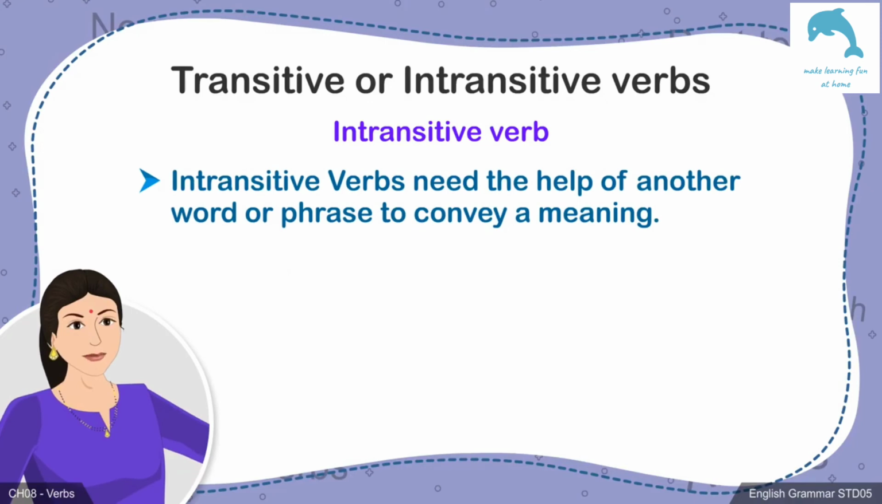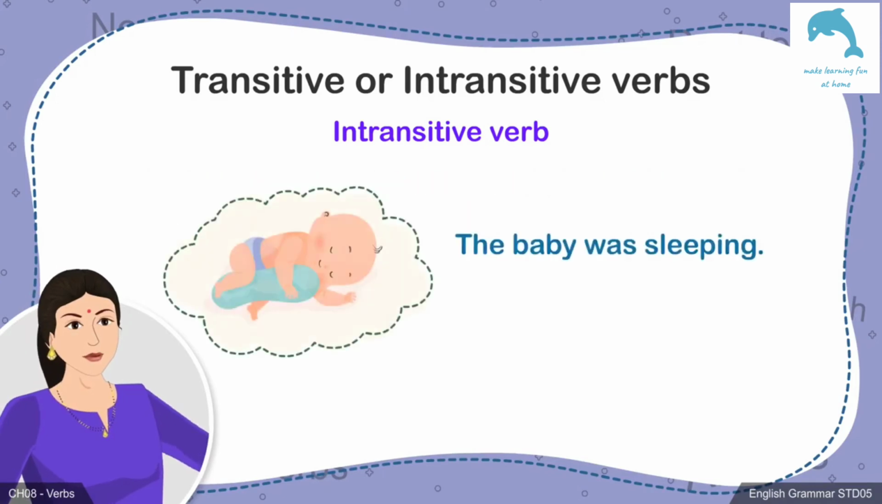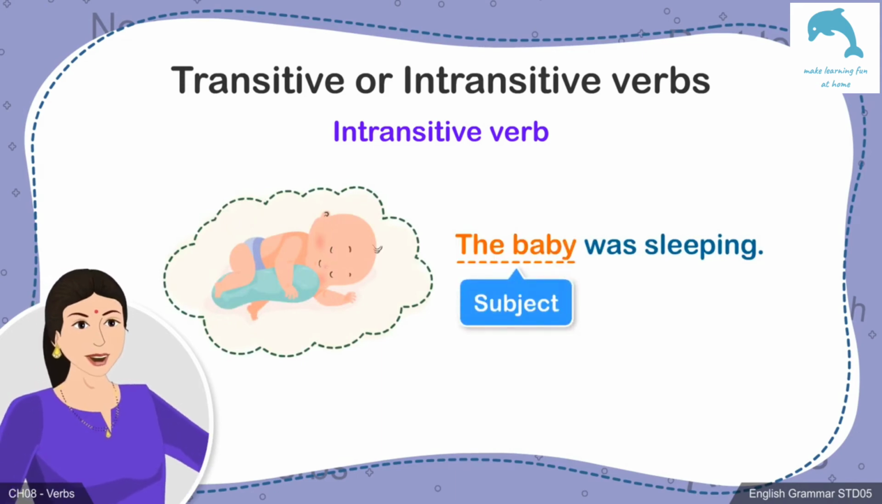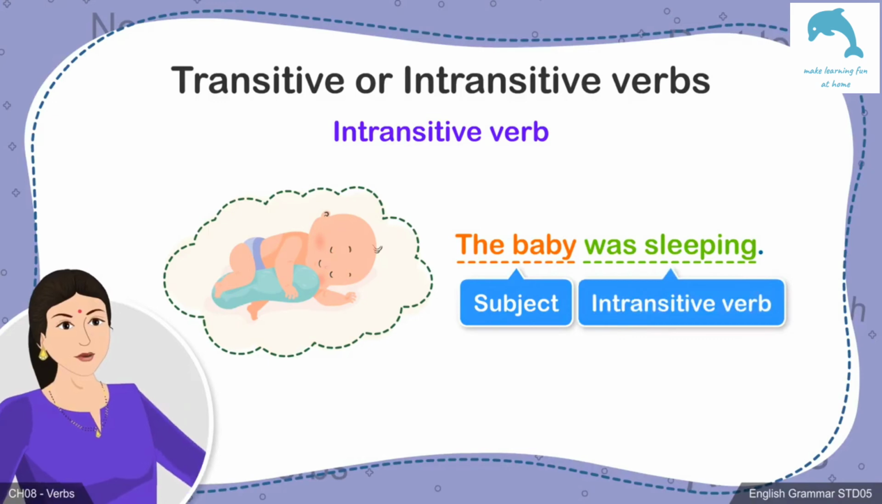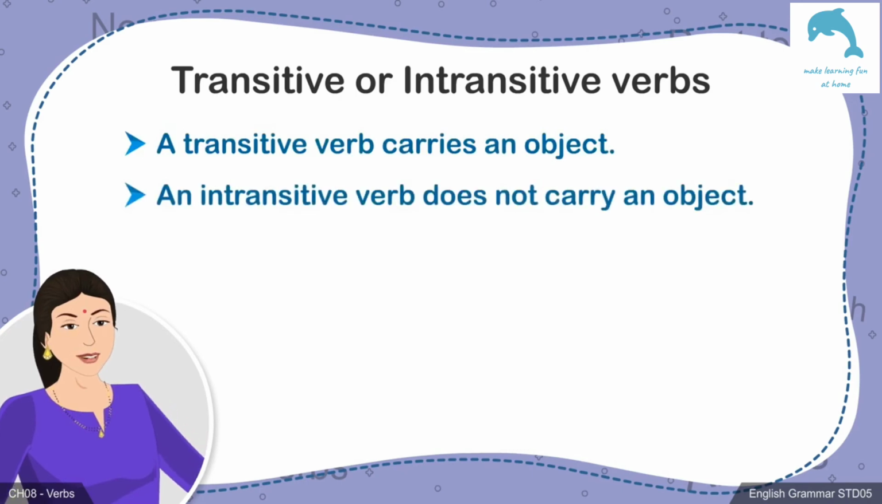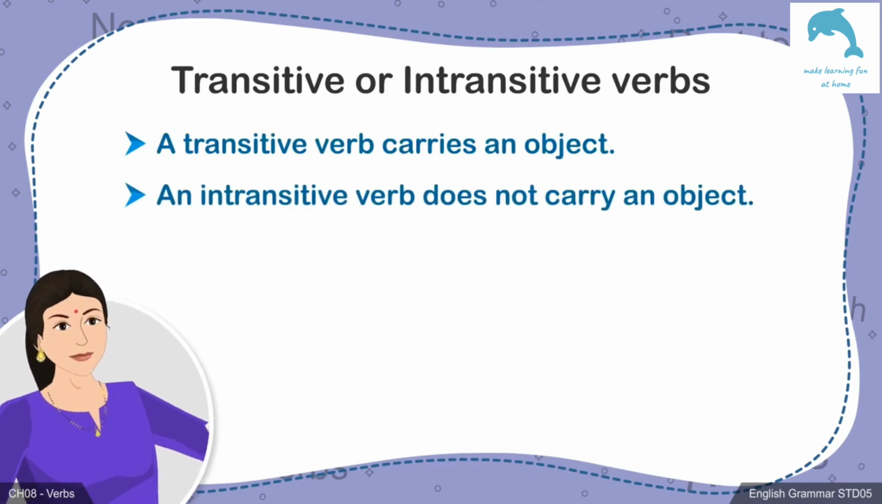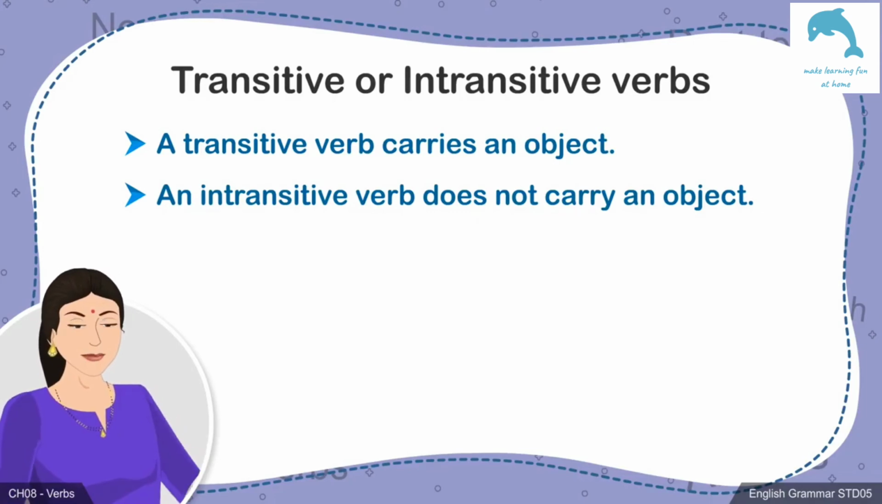Intransitive verbs need the help of another word or phrase to convey a meaning. Let's consider this set of sentences. The baby was sleeping. The baby is the subject in the sentence and was sleeping is the verb. The verb does not carry any object and therefore becomes an intransitive verb. A transitive verb carries an object, whereas an intransitive verb does not carry an object. You will now be able to easily identify the transitive and intransitive verbs while solving exercises.